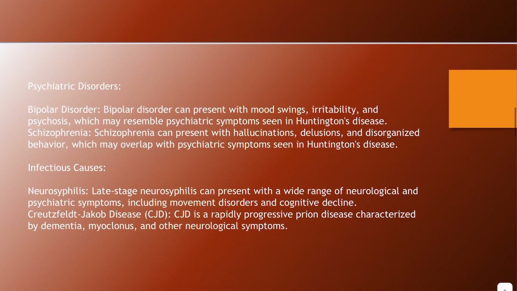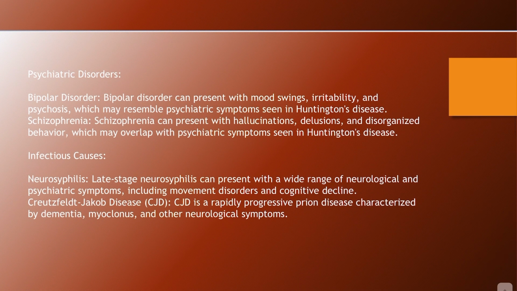Psychiatric disorders like bipolar disorder can also present with mood swings, so it comes in the differentials, with irritability and psychiatric symptoms similar to those seen in Huntington's disease. Schizophrenia can present with hallucinations, delusions, and disorganized behavior. And some of these psychiatric symptoms again overlap in Huntington's disease.